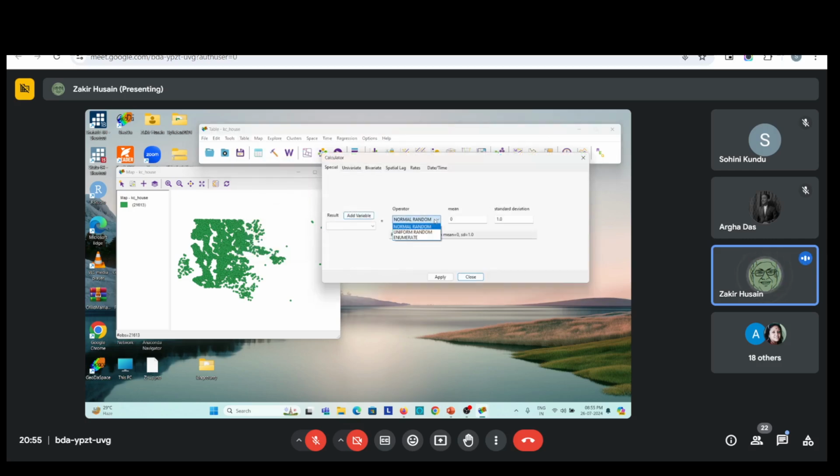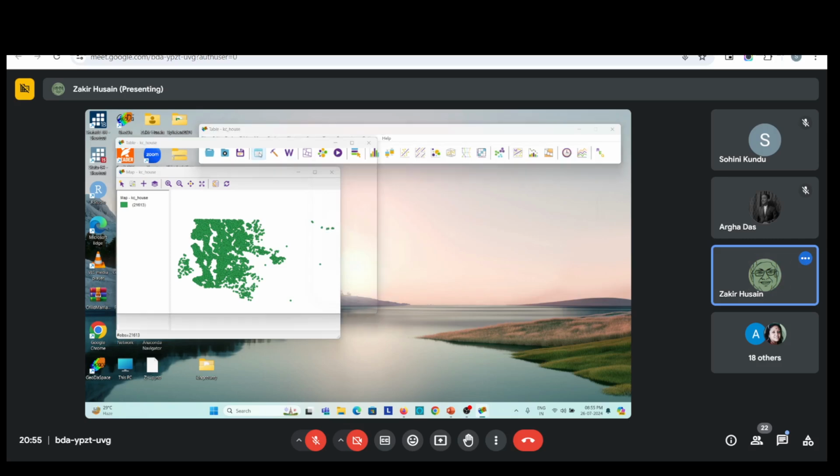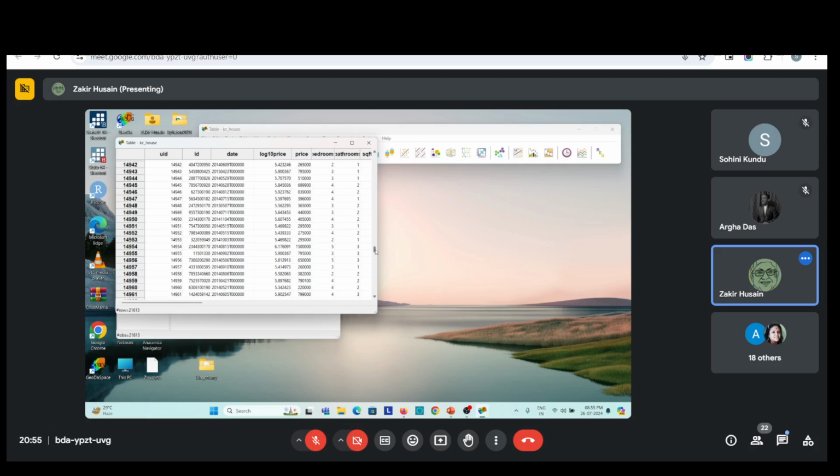There's another variable which I have to create, which is calculator. This is special. So I enumerate. So I call this UI and I make it integer. I insert before. What does it do? You have integral values 1, 2, 3, 4, 5 like this. So everyone has a unique value. 21613.